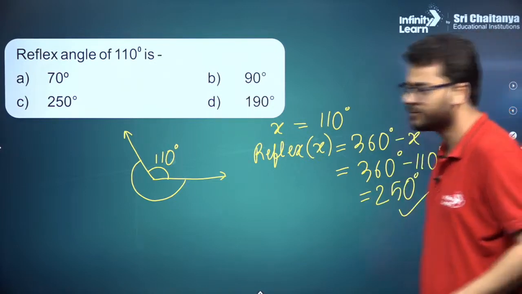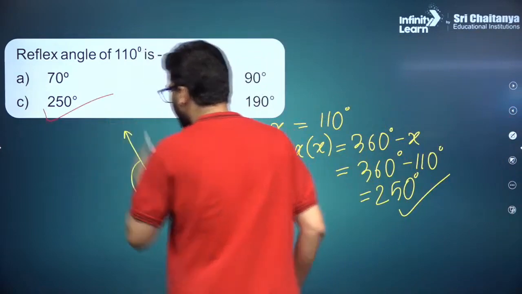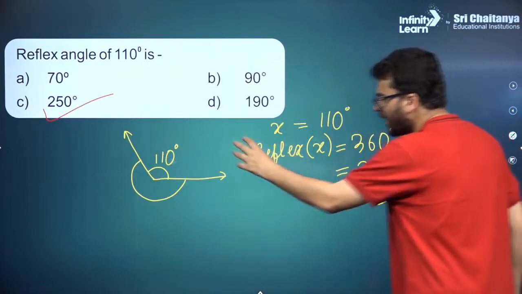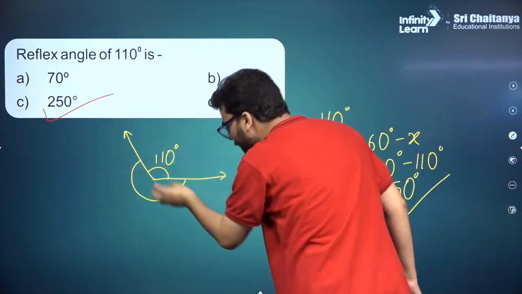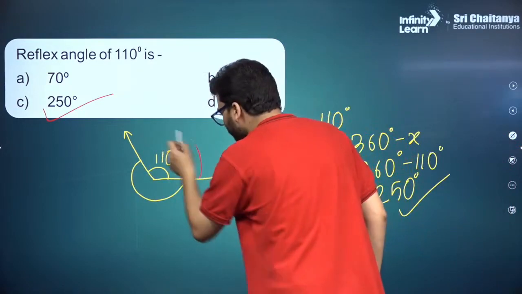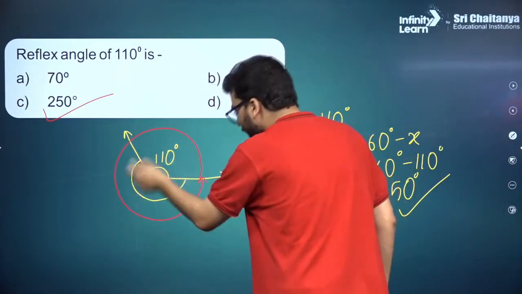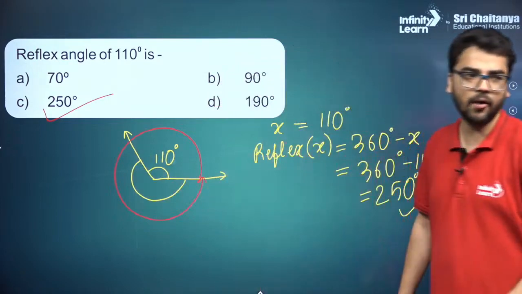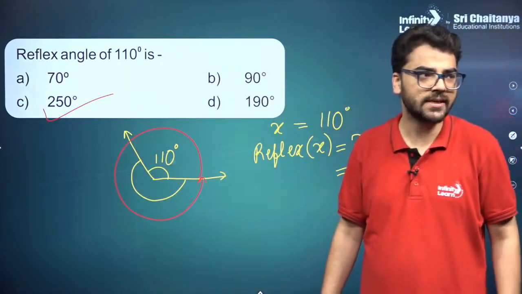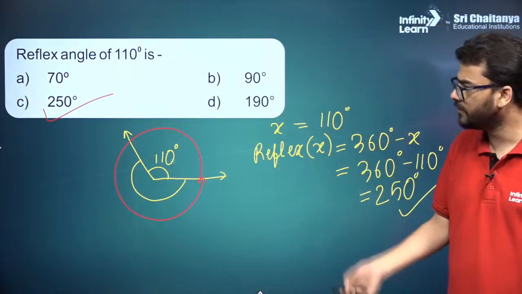So that is the meaning of reflex angles. I hope it is clear. It means you are talking about one angle, and then when you make one complete revolution, the angle apart from that is the reflex angle. I hope it is clear. Yes. So option C is correct. I hope this thing is clear.